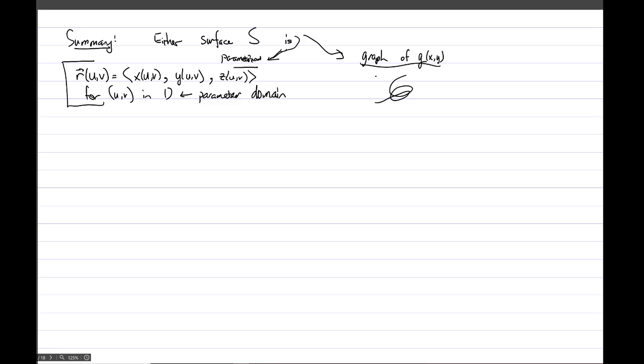Or on this side, where you have the graph of a function, we could go ahead and mimic what we just saw. It's really just a special case, and you can have r of x comma y equals the vector x comma y comma, well, the z formula is just g of x comma y. Here there ought to be a parameter domain as well, for x comma y in a set D. Again, D itself here is the parameter domain.